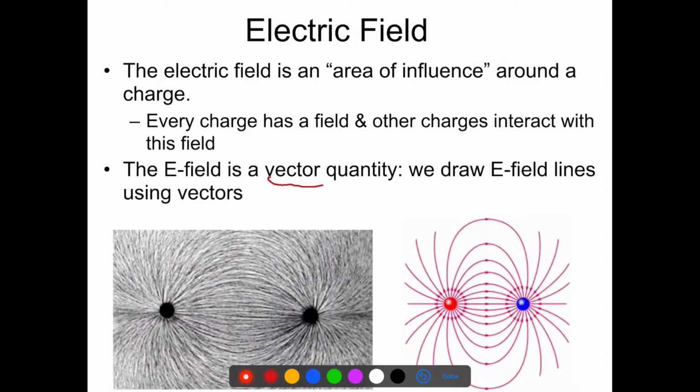So the E field is a vector quantity. Do you remember what a vector quantity is? It means magnitude and direction. And we draw E field lines using vectors. So if you can see in here, there's little arrows.